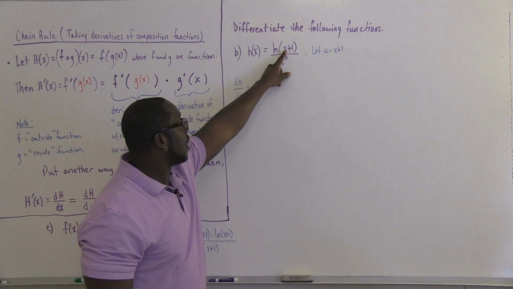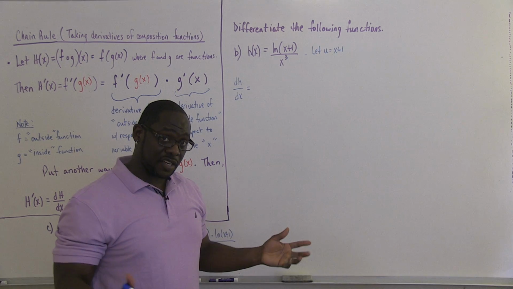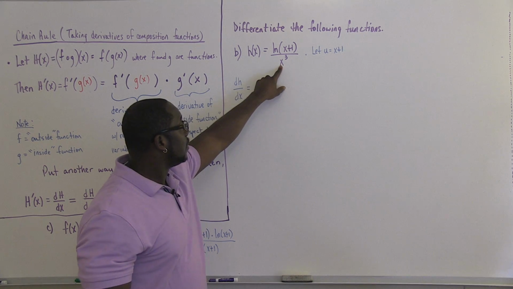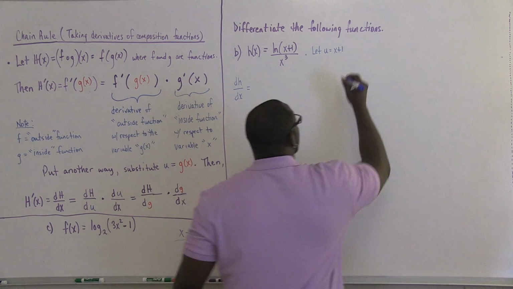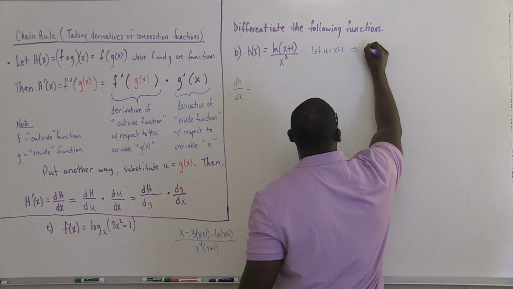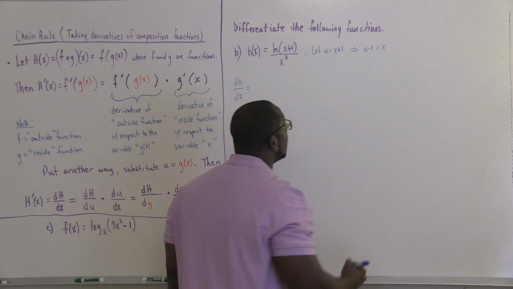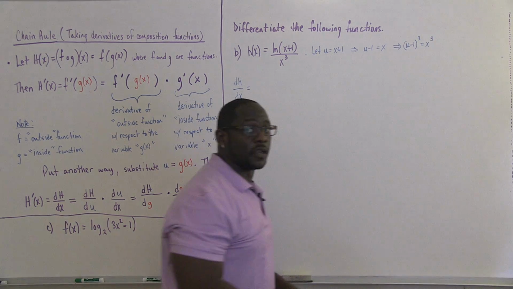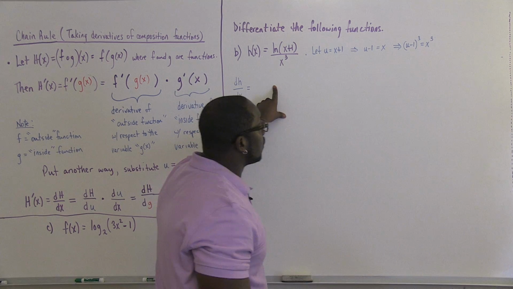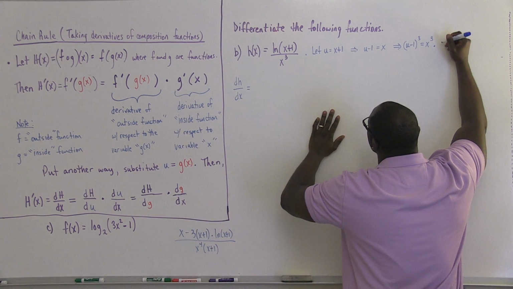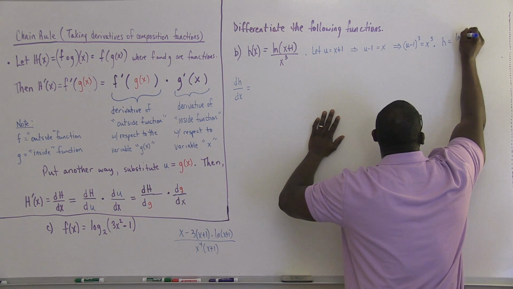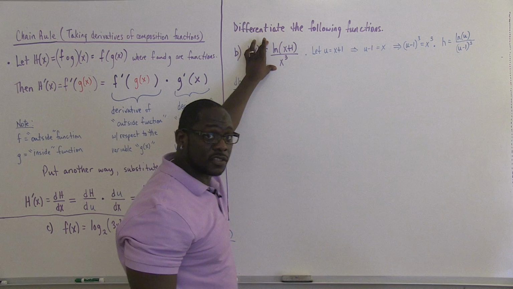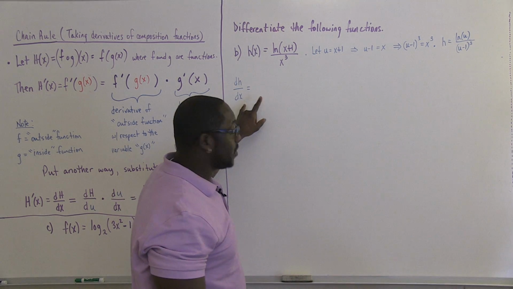Okay, so if we do that, then that will replace the x plus 1 here. But now, since we're trying to change everything from a function of x to a function of u, we need to find a way to deal with this x cubed here. It turns out that if we subtract 1 from both sides, u minus 1 will be equal to x. From that, we could rewrite x cubed as just u minus 1 quantity cubed. So h can now be written as natural log of u over u minus 1 cubed, and we're going to use this when we need to take our derivatives here.